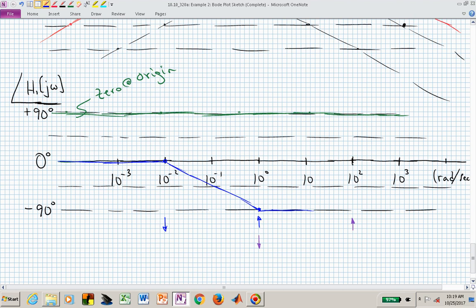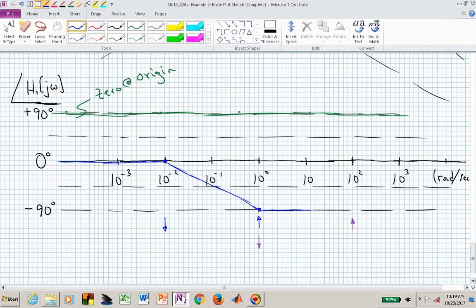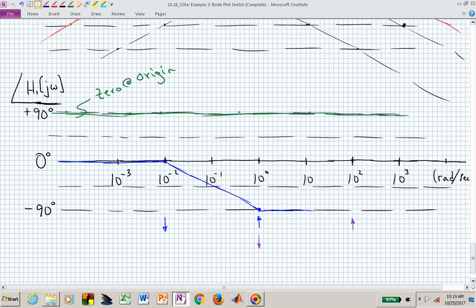And then we have a pole at 10. And that pole actually then has phase transitions over a 2-decade interval. So it's going to be 0 degrees to minus 90 degrees from 1 to 100. And now we want to combine all of those pieces.